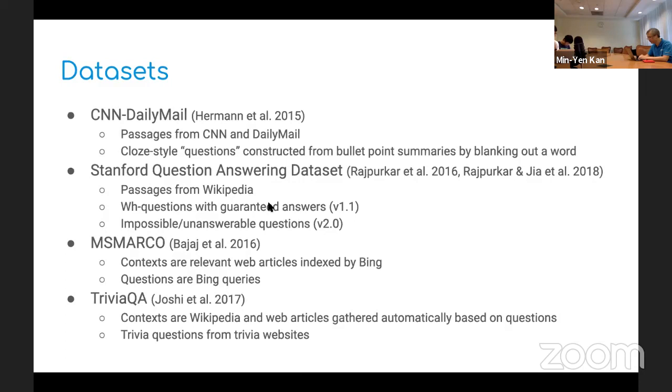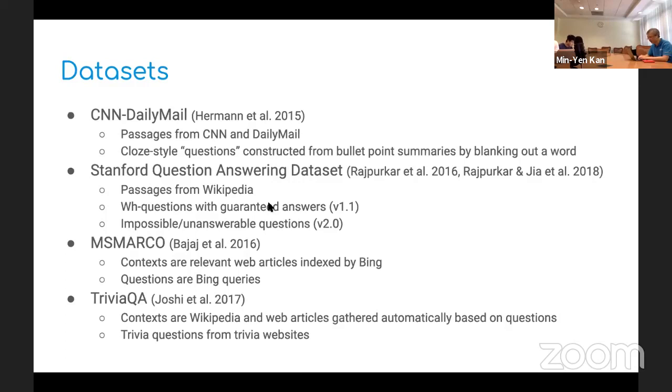Another popular data set is the SQuAD data set, the Stanford Question Answering data set. This is built from Wikipedia passages. Most of the time, when someone develops a QA or MRC system these days, they will test it on SQuAD at least. It's one of the popular benchmarks.